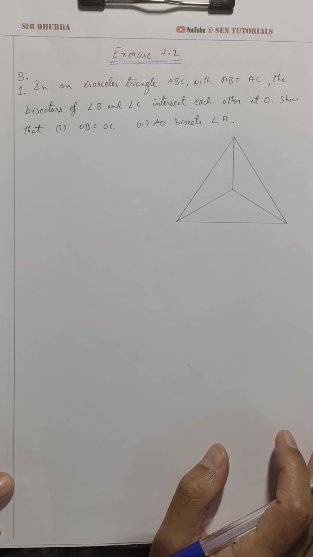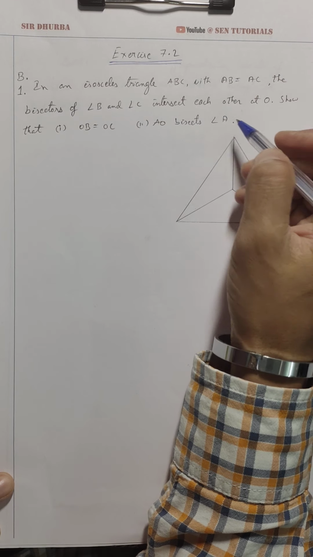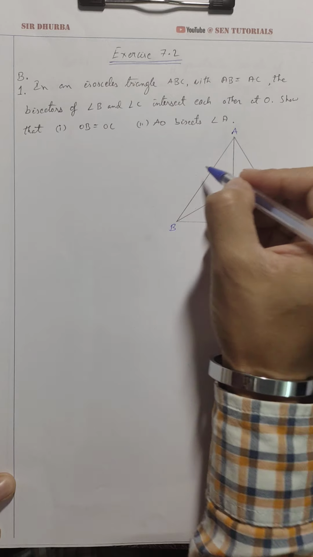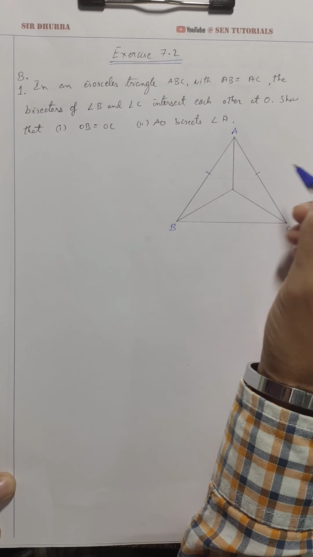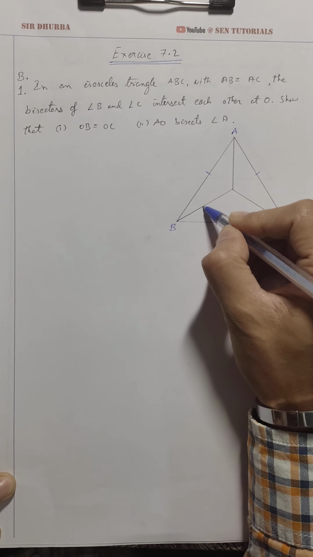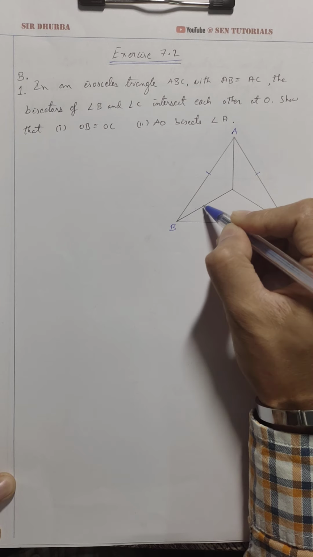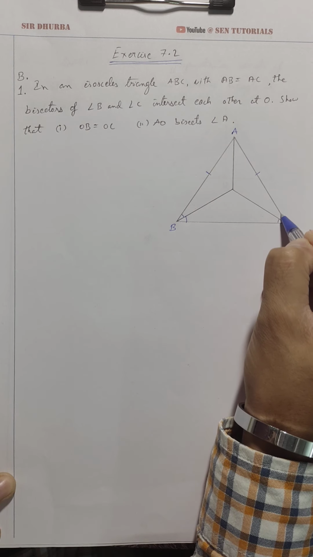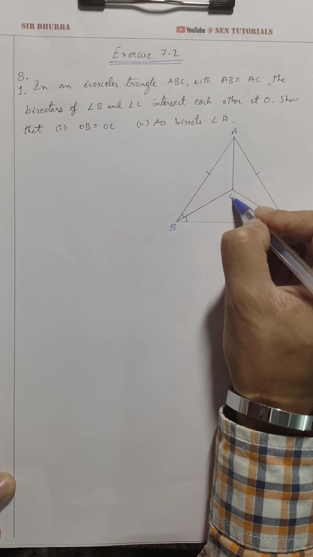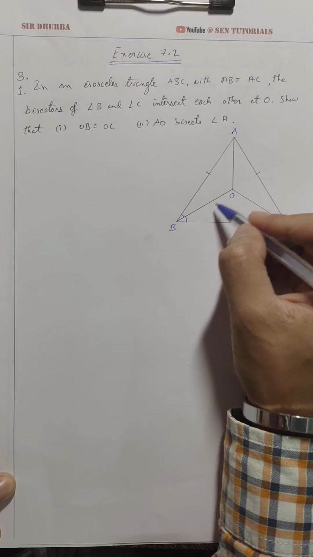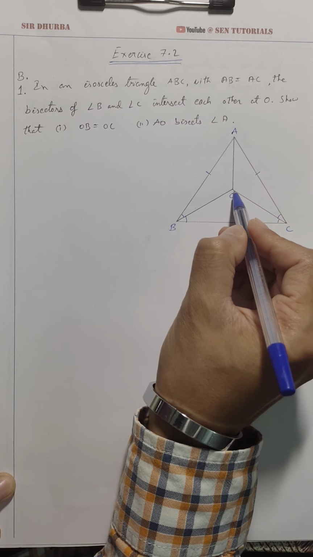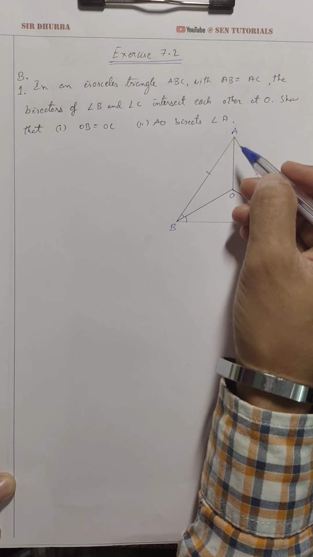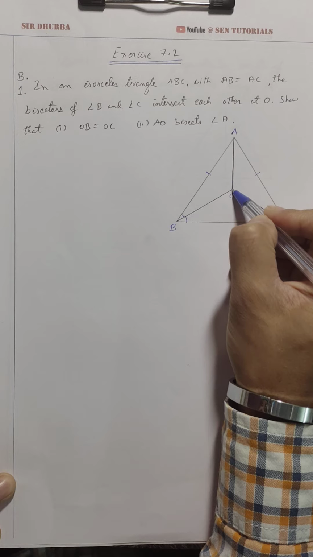Okay, so this is the first question that states: in an isosceles triangle ABC, with AB equal to AC, the bisectors of angle B (remember, bisector means suppose this is a bisector, so these two angles are equal), and the bisectors of angle C (again, these two angles are equal) intersect each other at O. Show that OB is equal to OC, and AO bisects angle A.